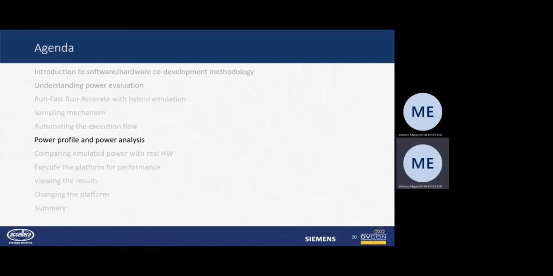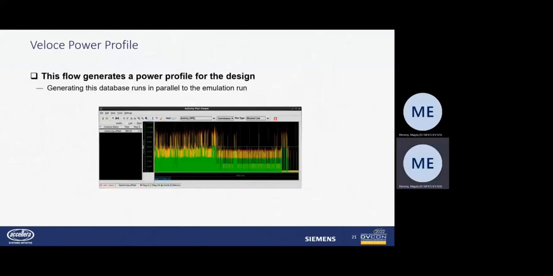Then let's look a little bit at the power profile and power analysis we did. As I said, in parallel to the emulation, we generate a tracing database for all nodes of the circuit using the RTL, and we determine the activity of all of those nodes, and we capture it in this huge database. We can use it to profile whether the activity is high or low, but it could not be used to determine the power in watts as a value.